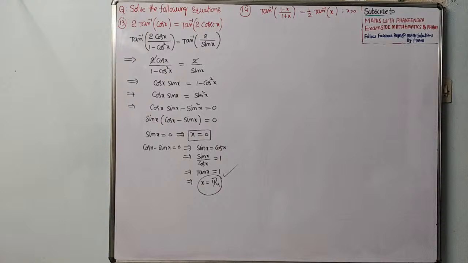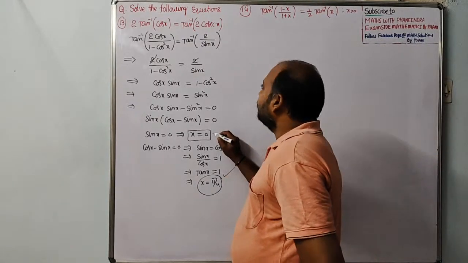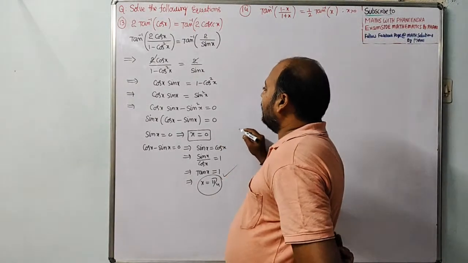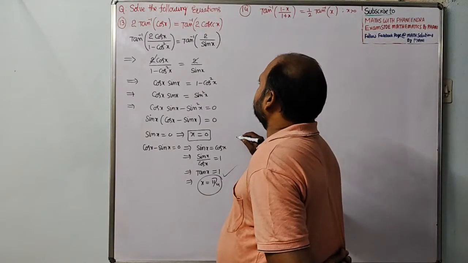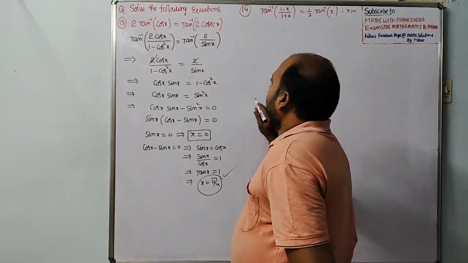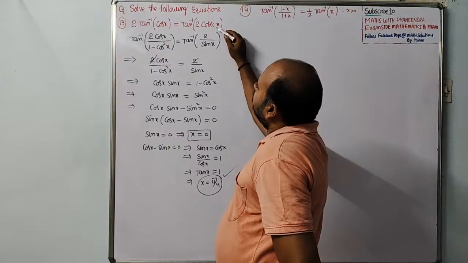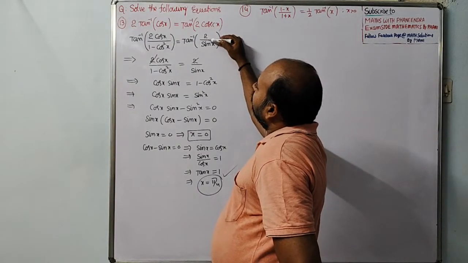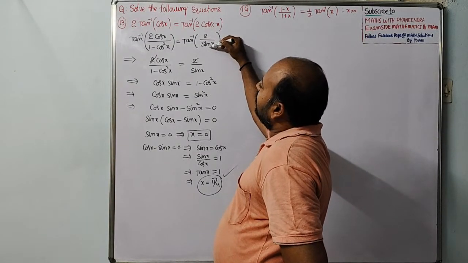X is equal to 0, if you substitute, LHS is not equal to RHS, just for this x is equal to 0. Substitute in the LHS and RHS. Infinity, inverse infinity is pi by 2.